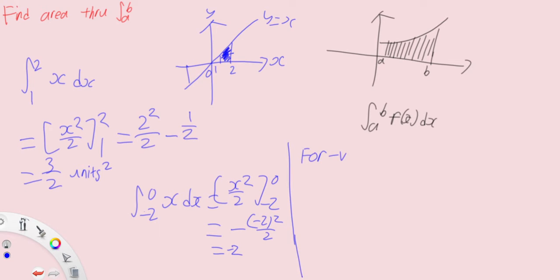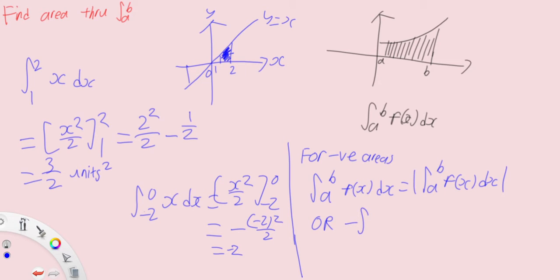For negative areas, let's say the negative area between some a and b, where you're integrating some function, there are a few methods to do it. First, you put a modulus sign, which works exactly the same because a modulus sign means that you want the absolute value. Another way is that you put a negative sign in front, and obviously that will give you back the positive value, right? If integrating a to b is negative, you'll get a positive value at the end.